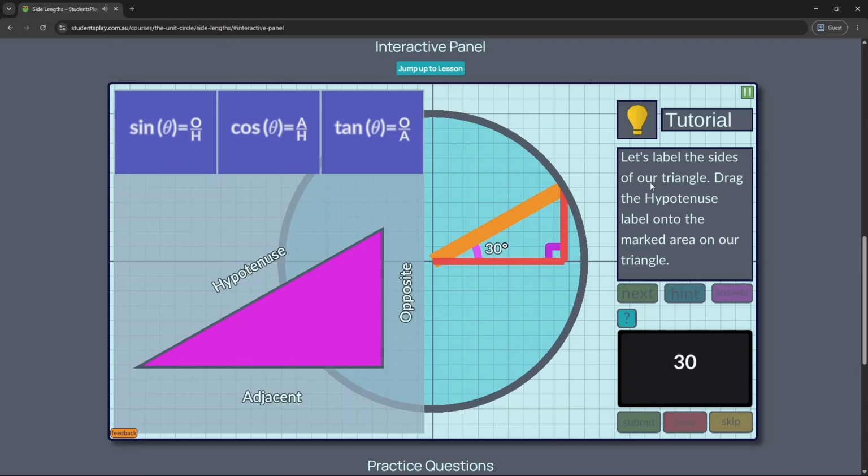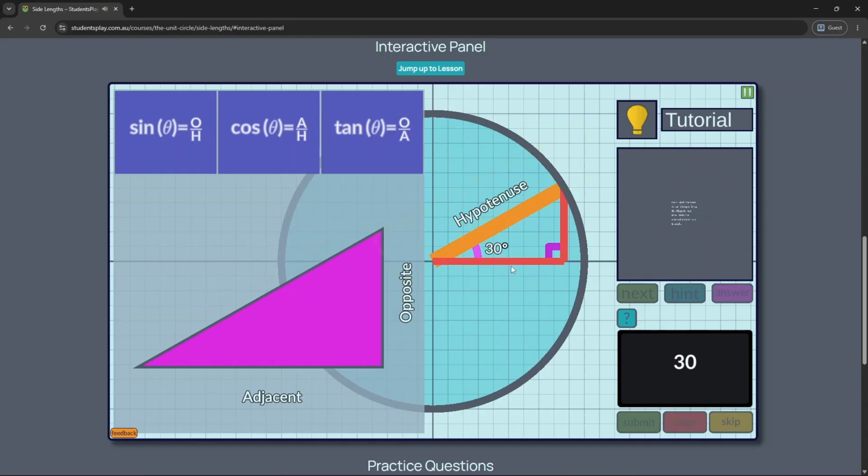Let's label the sides of our triangle. Drag the hypotenuse label onto the marked area on our triangle. So drag the hypotenuse over to here. Now drag the opposite side over, okay, over to here. Lastly, drag the adjacent side over, like that. Let's find the length of the horizontal line, so that one there.